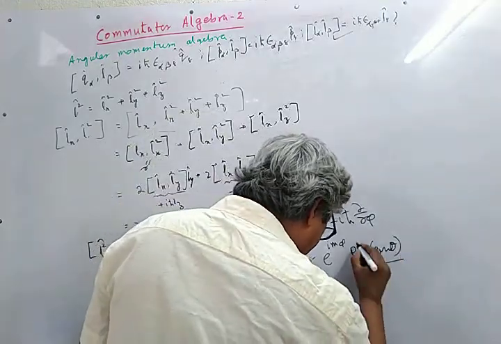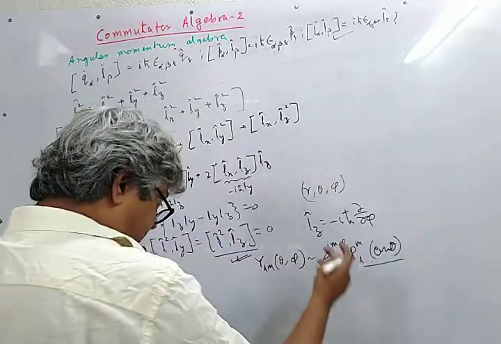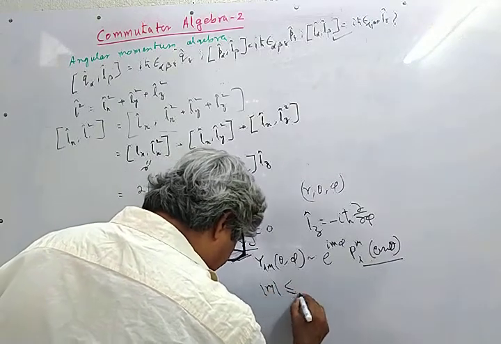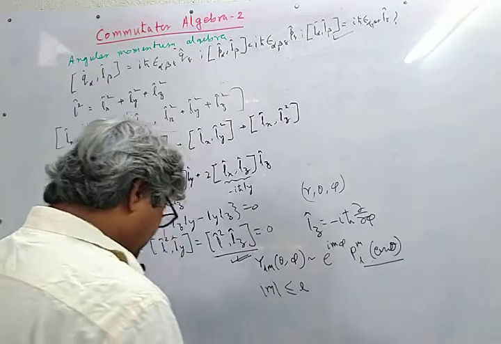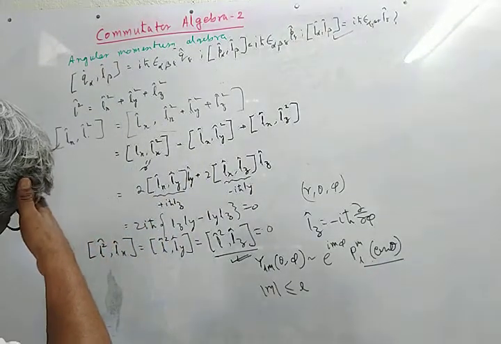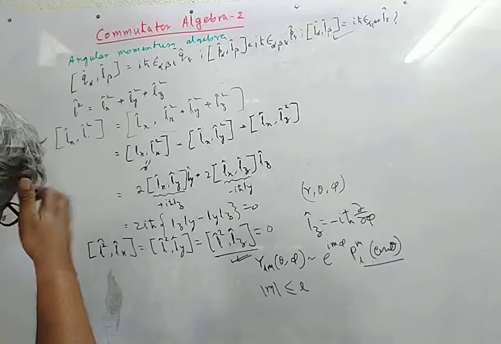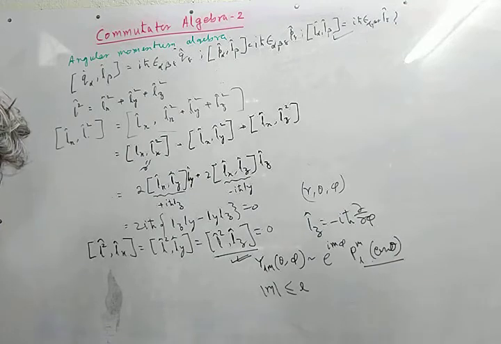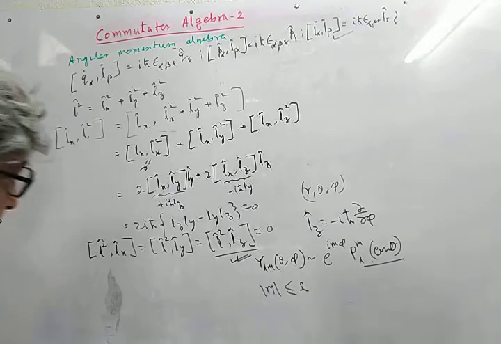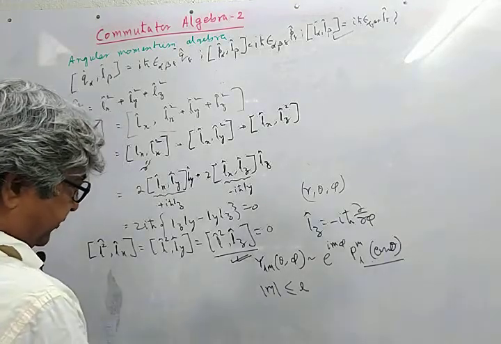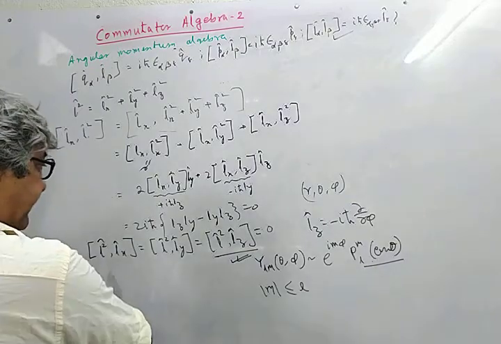Let me write it LM. And we know that for a given L, mod M is less than or equal to L, which sets the limitation of allowed M values, that is, M ranges from minus L to plus L in steps of 1. This comes from this relation. Another interesting angular momentum algebra arises with the introduction of the ladder operator.